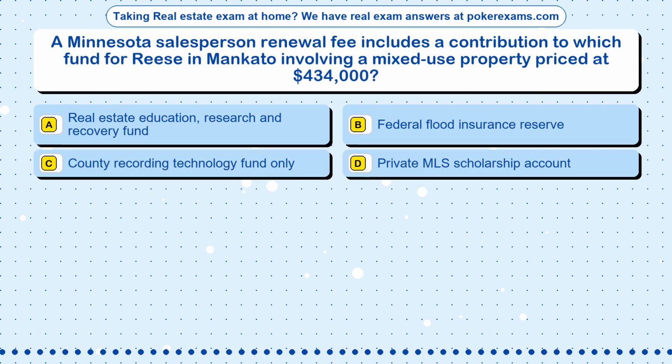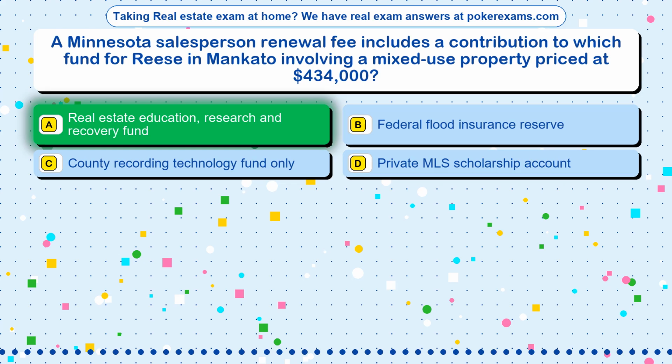Question 17. A Minnesota salesperson renewal fee includes a contribution to which fund for Reese in Mankato involving a mixed-use property priced at $434,000? Option A. Real Estate Education, Research and Recovery Fund. Option B. Federal Flood Insurance Reserve. Option C. County Recording Technology Fund only. Option D. Private MLS Scholarship Account.